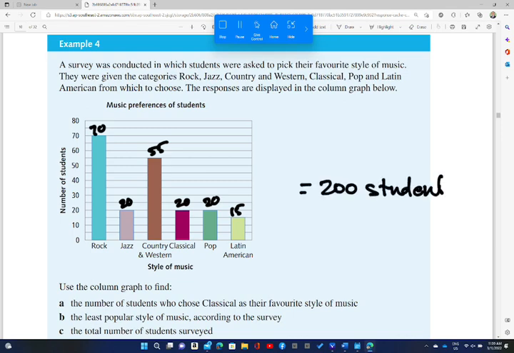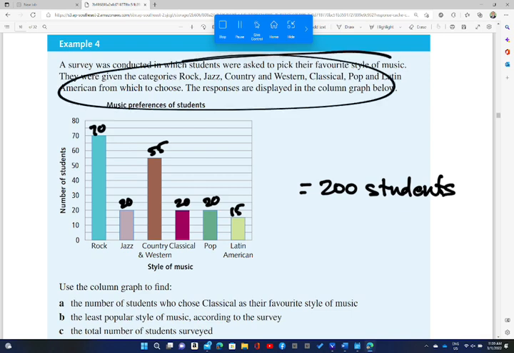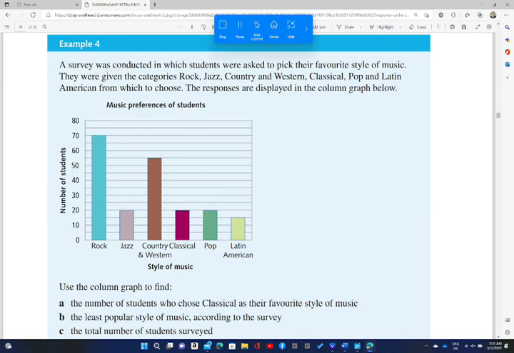All right? Now that total is sometimes given to you, sometimes not. Sometimes when they're describing it, they'll give you the total, but you can also find it fairly easily if you can read all the values off the chart. Good job. Let's see what the next question is.